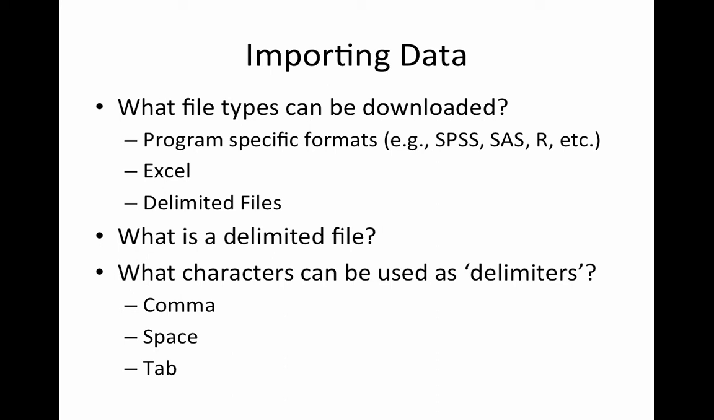Some of the most common types of files when you're receiving data that's already in an electronic format are going to be very program-specific files. For example, you may be able to obtain a copy of the data that's already formatted for SPSS, or you may be able to get a copy that's already formatted for SAS, which is another statistical software, or R, which is again another type of software. So these would be very program specific formats.